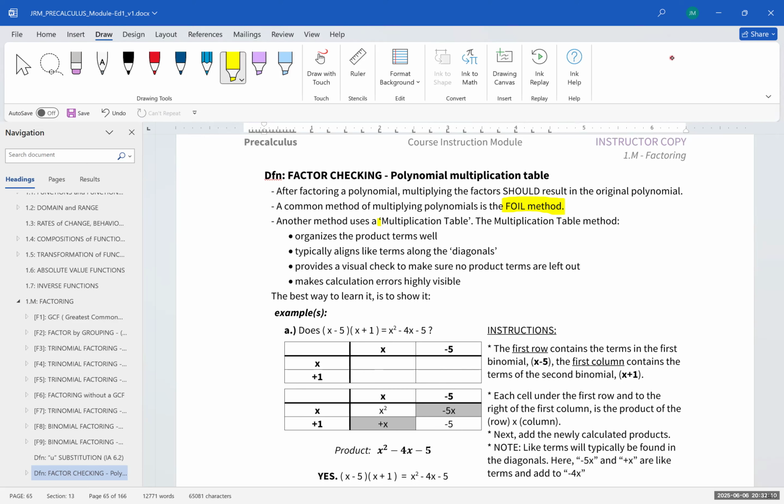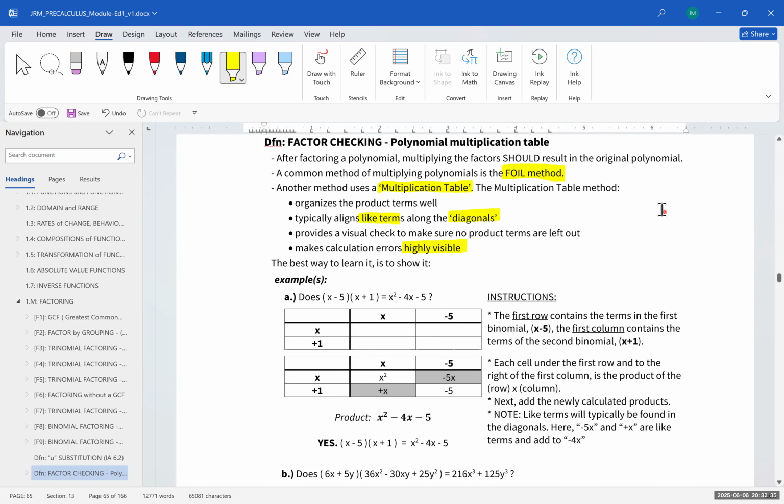Okay. So this multiplication table method is good at organizing the product terms very well. It typically aligns like terms along the diagonals. It provides a visual check to make sure no product terms are left out, and it makes calculation errors highly visible. So you can check and see if you made a mistake.